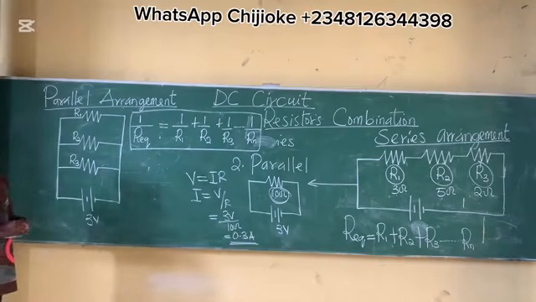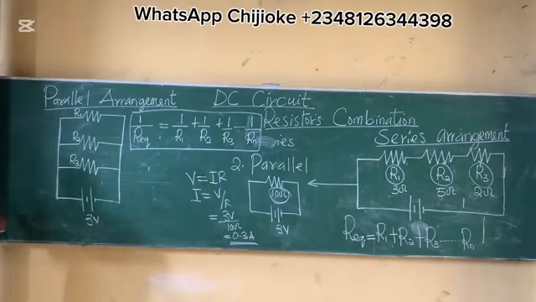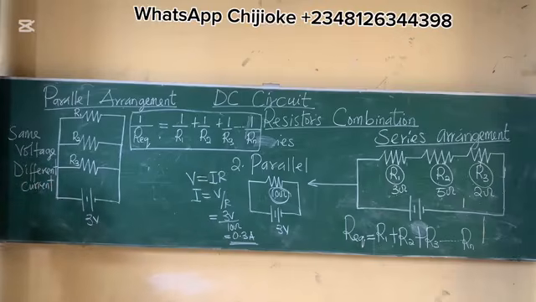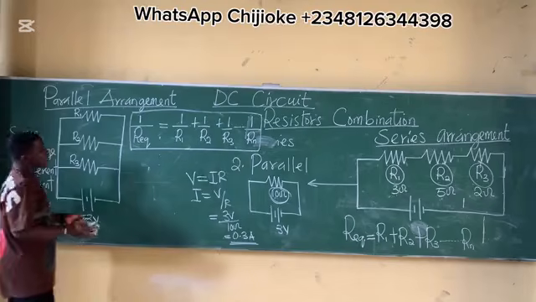Alright? Resistors in parallel have the same potential difference, the same voltage, but different current. Resistors in parallel have the same voltage but different current. Please take note of this.